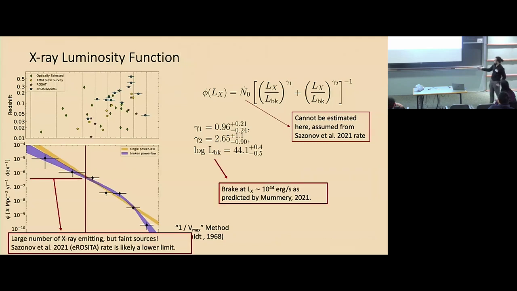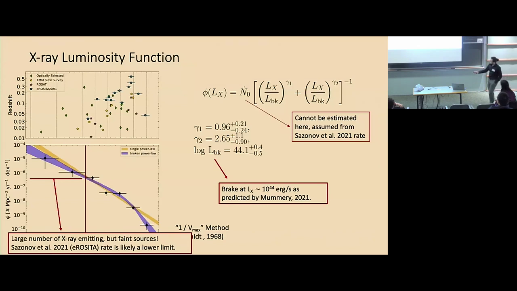Interestingly, this was predicted two years before by Andrew Mummery, that there should be a maximum luminosity for TDs in the X-ray at 10 to the 44. This is not a strict maximum luminosity, but you have a strong break in the power law from 1 to 2.5 at 10 to the 44. So TDs higher than 10 to the 44 in the X-ray should be extremely rare.